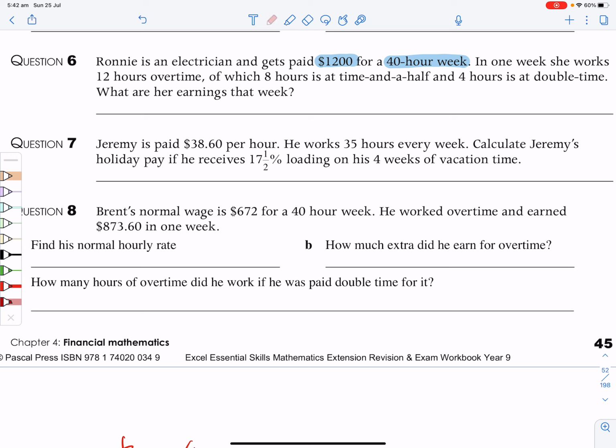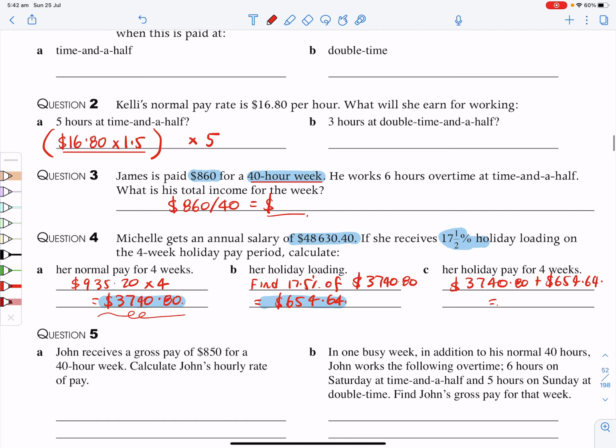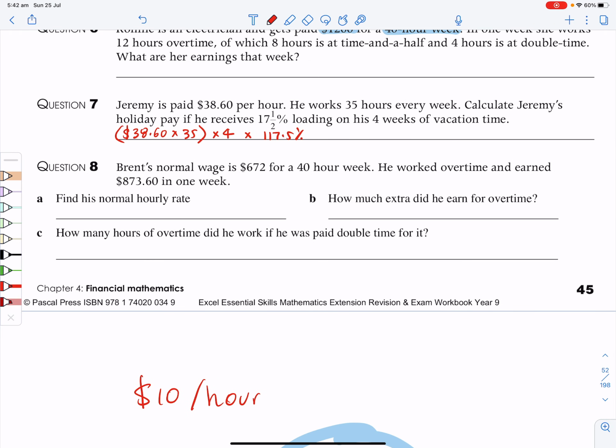So you're going to take $38.60 and times it by 35. That's going to tell you what he gets paid per week. You're going to times it by 4. That's going to tell you what he gets paid for 4 weeks. And now you're going to increase that by 17.5%, so you're going to do 117.5%. That's pretty much question 4, but in one go instead of being broken up into parts.